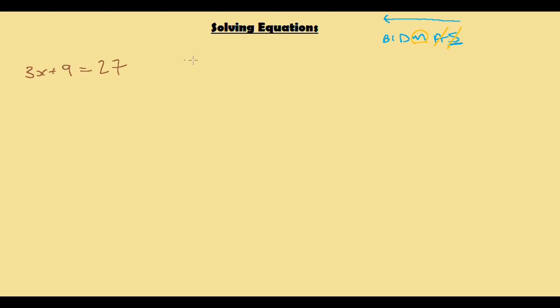So 3x plus 9 equals 27. Well, what are we trying to do? We're trying to get x on its own. So what I'm going to do is underline the bits that I need to remove, which is this 3 and the 9, or the plus 9 rather. What do I move first, the 3 or the 9? Well, we've got this BIDMAS over here. Subtraction, we haven't got any. Addition, well, we've got a plus 9, so that kind of tells us that we need to move that first.